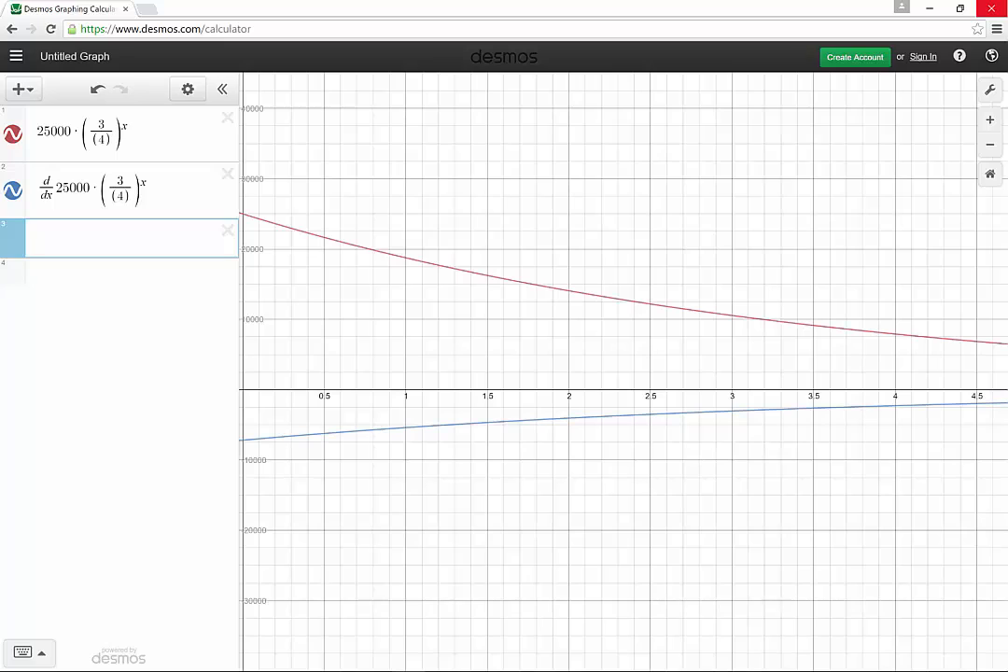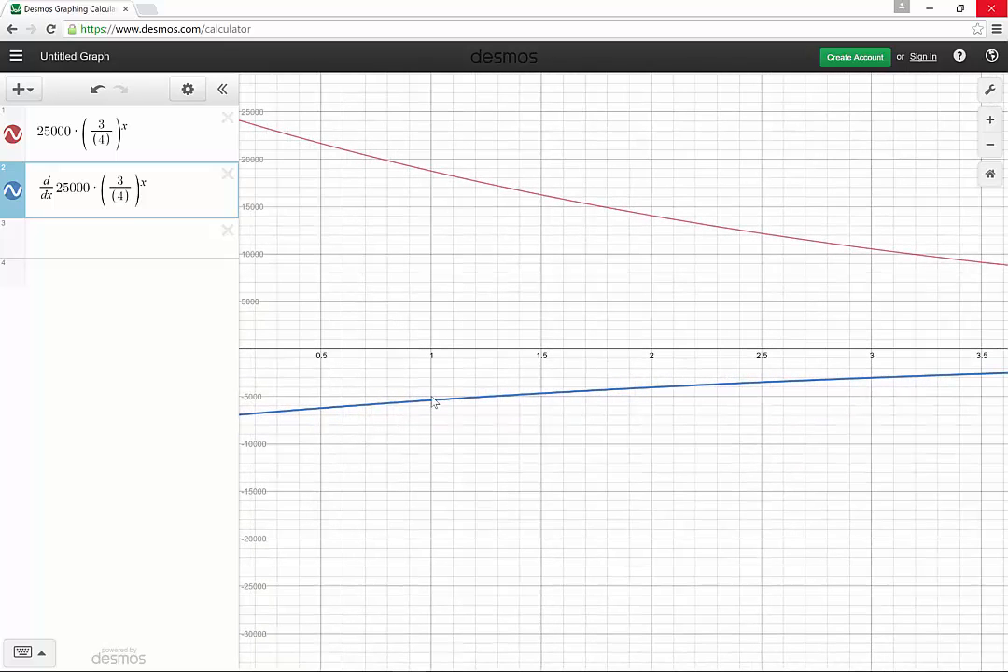So at 1, we are at negative 53.94. Let's see if I can copy this. Oh, I can't. Okay. Negative 53.94.04.